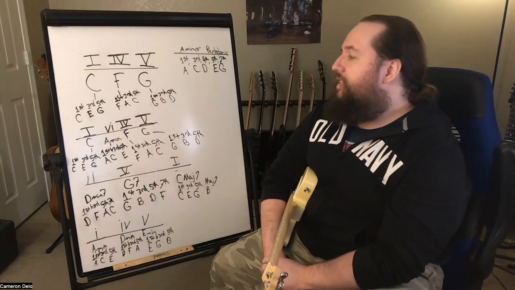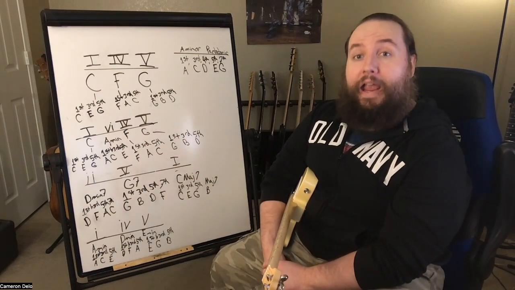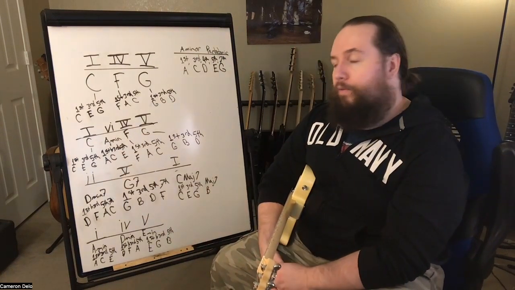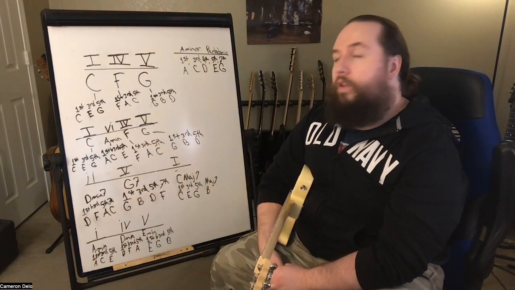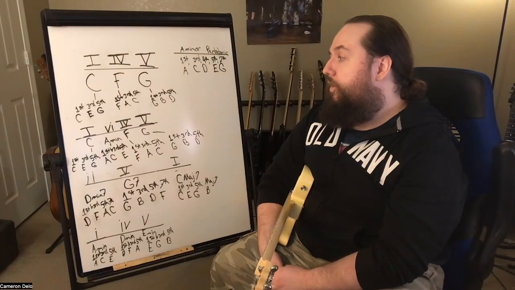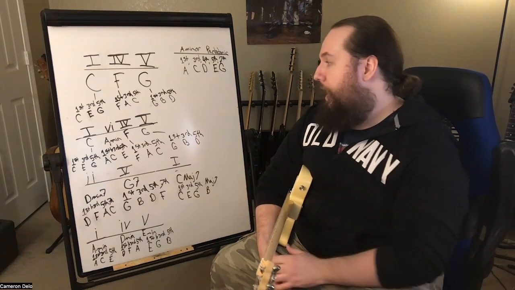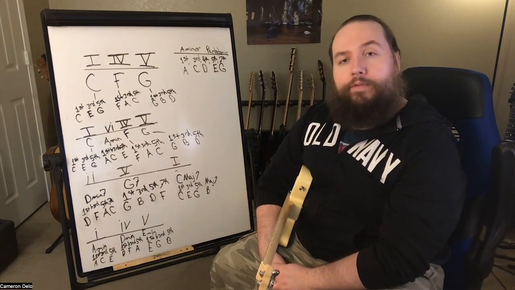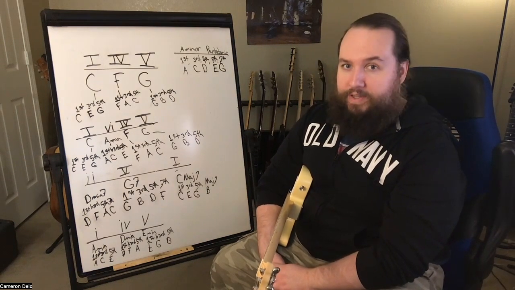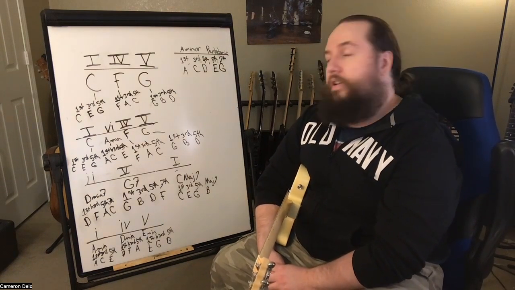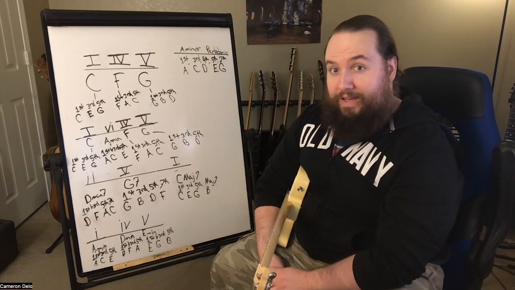In this case, it's C, A minor, F, and G. C is, of course, again, first, third, fifth: C, E, G. A minor is A, C, E, because you have first, flat 3, and 5. And F is first, third, fifth: F, A, C. And the G, which is the fifth, is first, third, fifth: G, B, D.